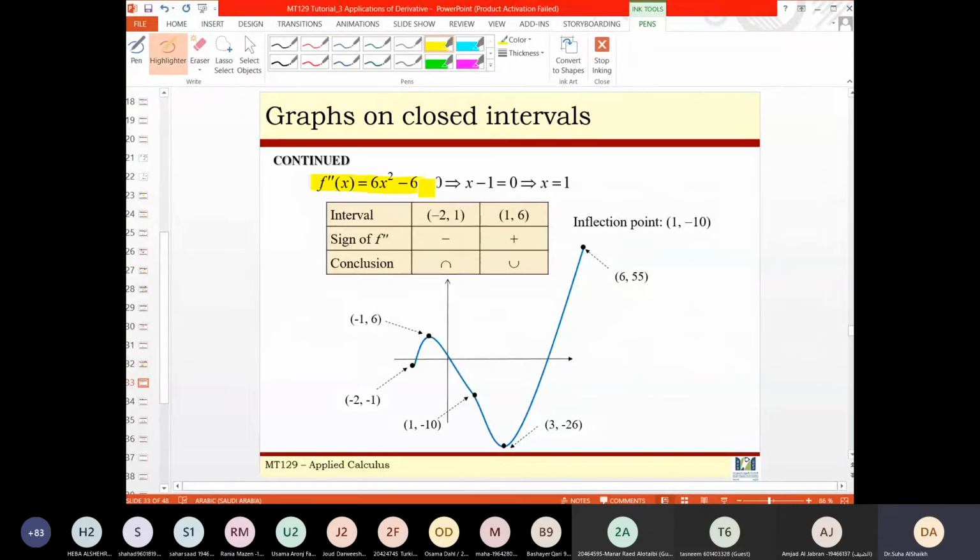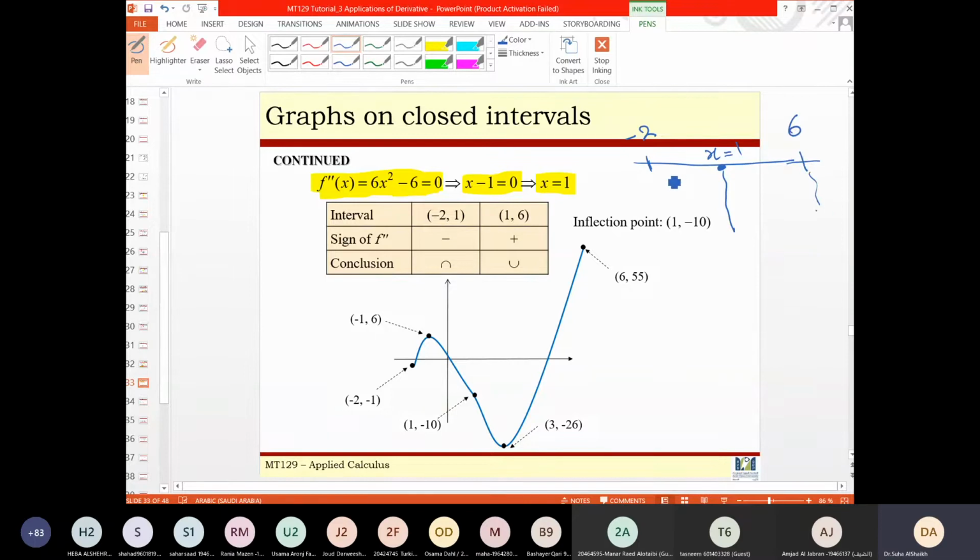So it is solved here. This is f double dash. It is 6x squared minus 6. Let it equal to 0. This will give you x minus 1 equal to 0. This will give you that x equal to 1. So I have 1 point, x equal to 1. Now I study the sign of f double dash because I'm studying the concavity. So this is x equal 1. I cut the number line. Don't forget, in here we start from -2 and here we are ending at 6.